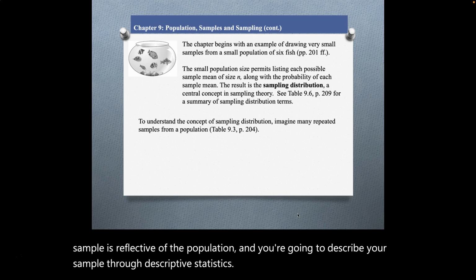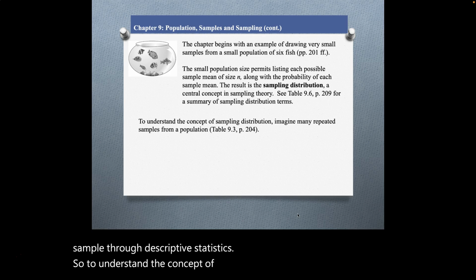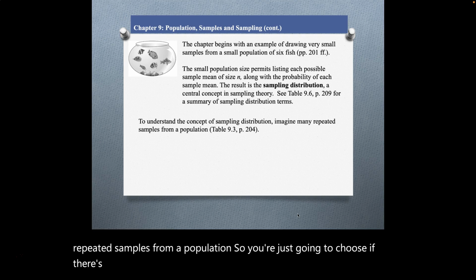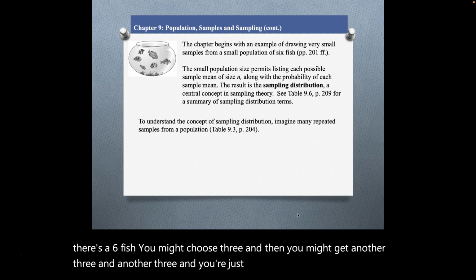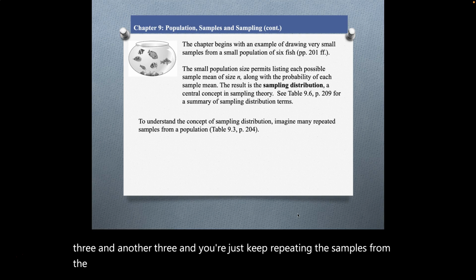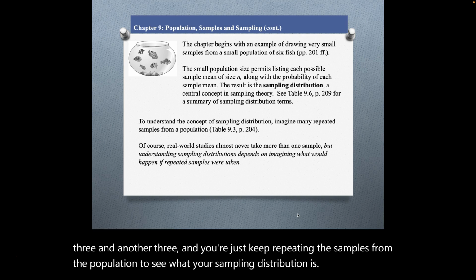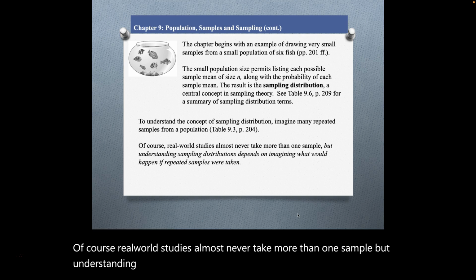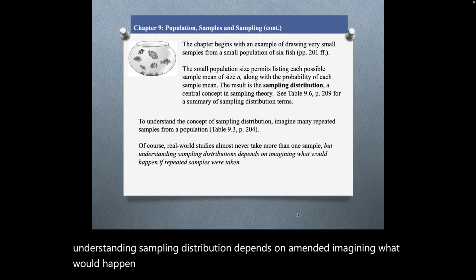To understand the concept of sampling distribution, imagine many repeated samples from a population. If there are 6 fish, you might choose 3, and then you might get another 3 and another 3, and you just keep repeating the samples from the population to see what your sampling distribution is. Of course, real-world studies almost never take more than one sample, but understanding sampling distribution depends on imagining what would happen if repeated samples were taken.